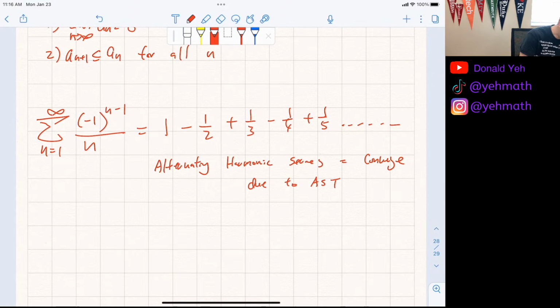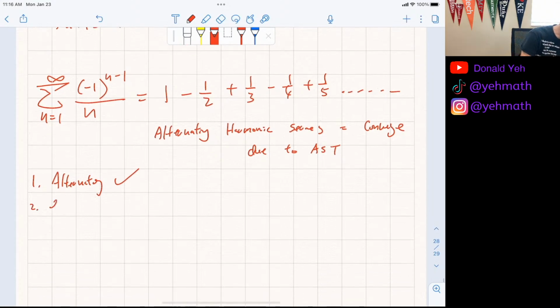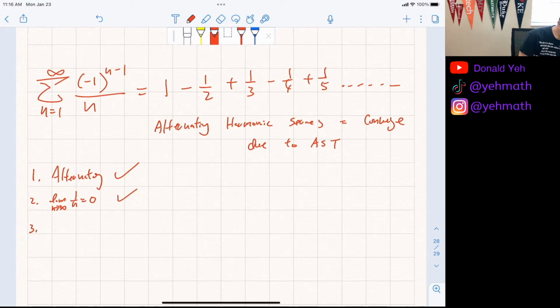So first of all, it's alternating. Check, right? That is the first condition. It changes between positive, negative, positive, negative. Second one, the limit as n approaches infinity of just the function, which is 1 over n. In this case, 1 over n is equal to 0. If it equals 0, the condition is also met. Yes. The third thing is what?